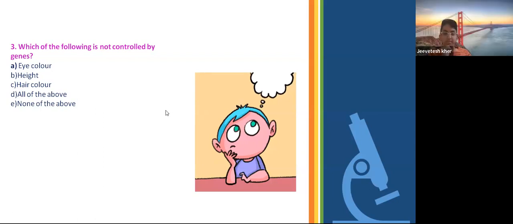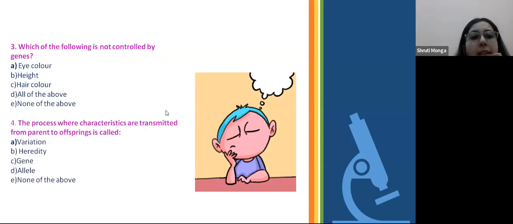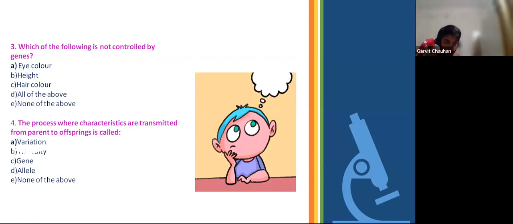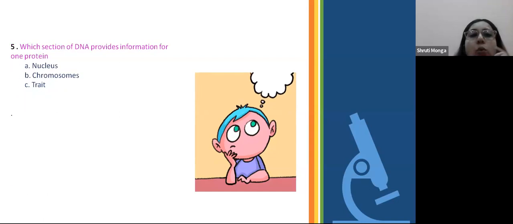Okay. Next, the process where characteristics are transmitted from parents to offspring is called, very simple. You can tell me orally. It's heredity. Yes, exactly, heredity. Which section of DNA provides information for one protein?